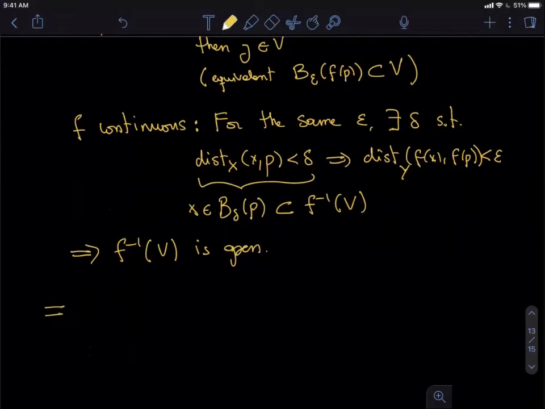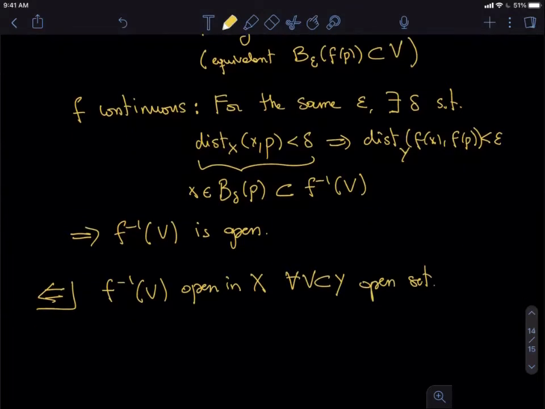We need to prove the other direction. In this case, what we are going to suppose is that the inverse image of V under f is open in X for every V in Y that is an open set.